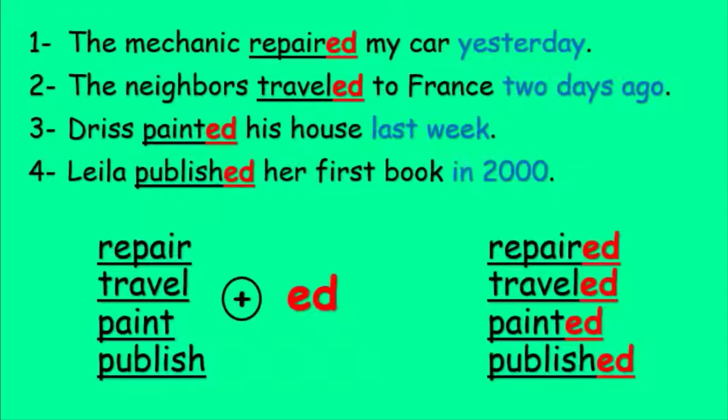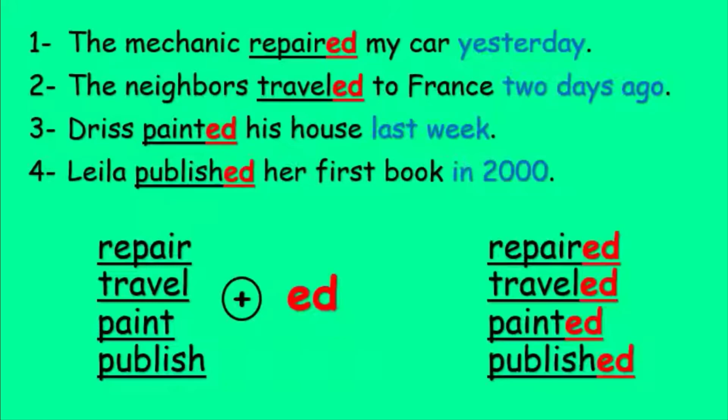Let's look at some examples. Number 1, the mechanic repaired my car yesterday. Number 2, the neighbors traveled to France 2 days ago. Number 3, Chris painted his house last week. Number 4, Leila published her first book in 2000.